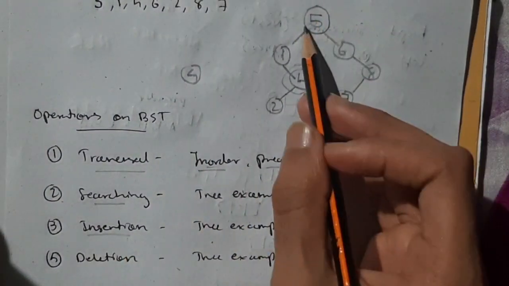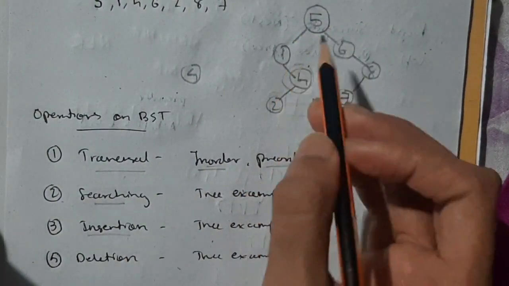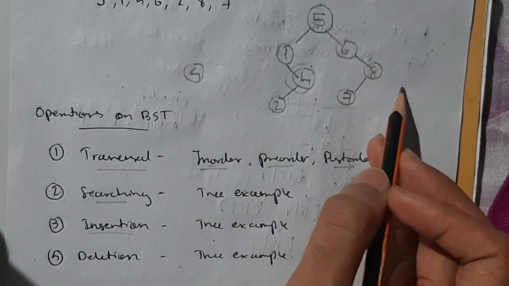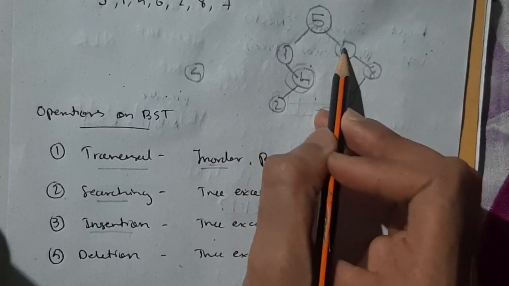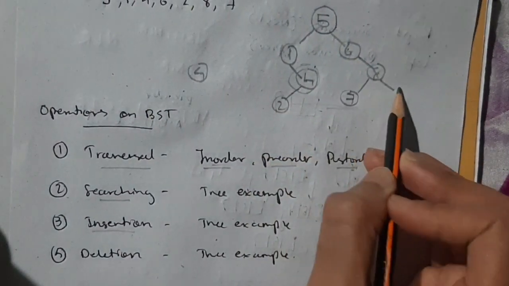Insertion means what? If I want to insert any node, if it is less, I'll insert in this part. If it is more, I'll insert in this part. Suppose I want to insert 9 here, so I'll check: 9 is greater than 5, 9 is greater than 6, 9 is greater than 8, so I'll insert it here.